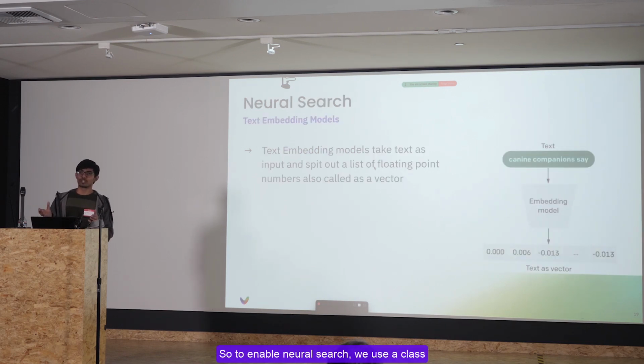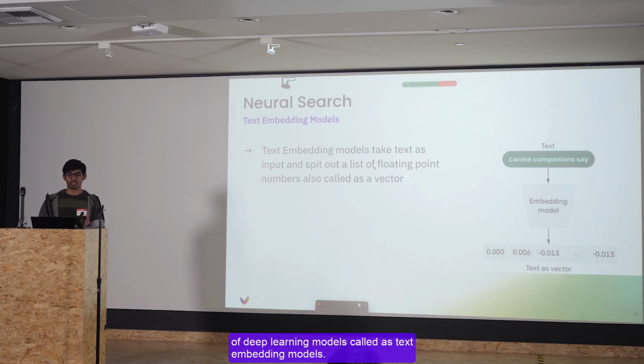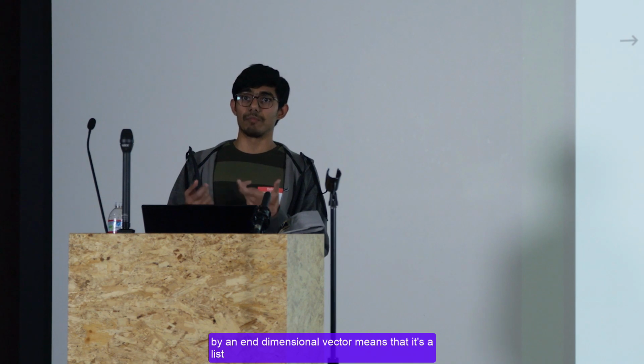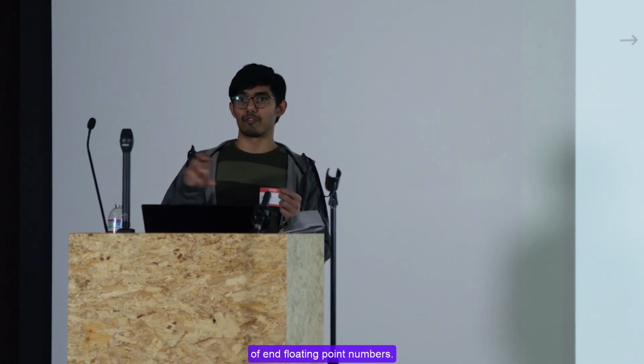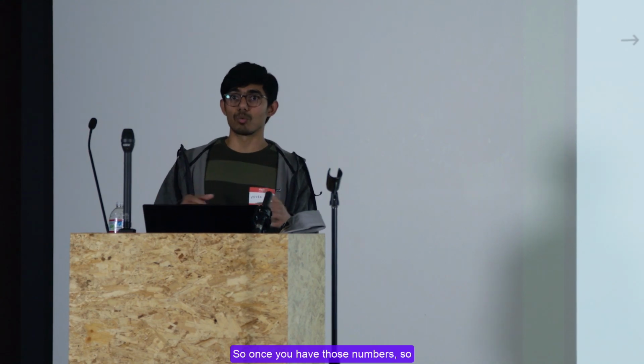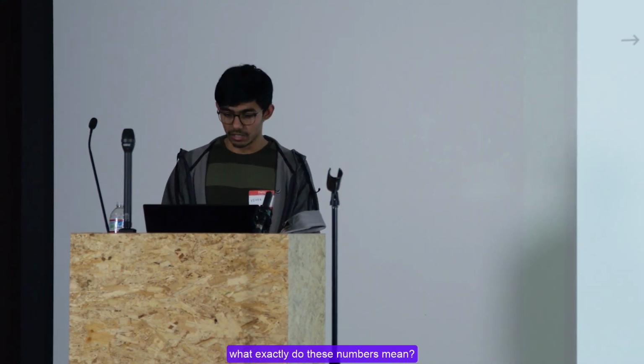To enable neural search, we use a class of deep learning models called text embedding models. What these models do is that they take a piece of text and they generate an n-dimensional vector. An n-dimensional vector means that it's a list of n floating point numbers. Once you have those numbers, what exactly do these numbers mean?